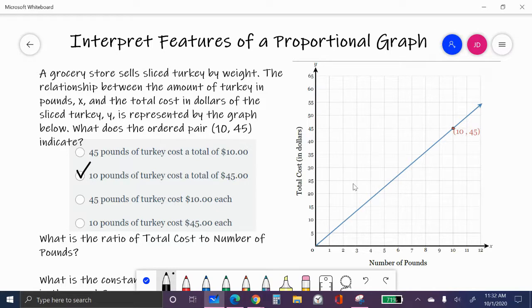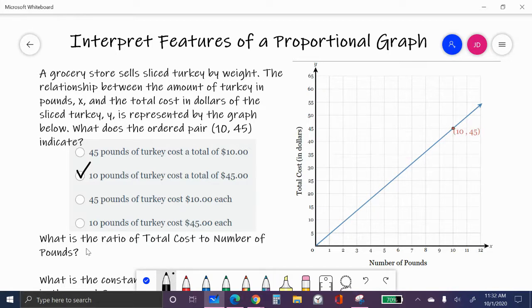So it's really important you know how to read the graph. The x-axis is the horizontal axis. That's the number of pounds. The y-axis is the total cost. And in my coordinates, the x value always goes first, and then the y value goes after that. So from the origin, I'm going right 10, up 45.